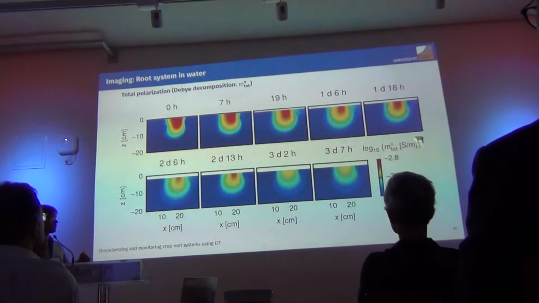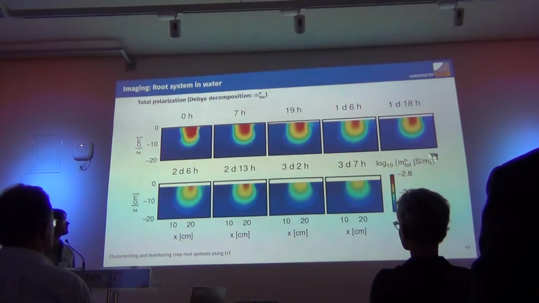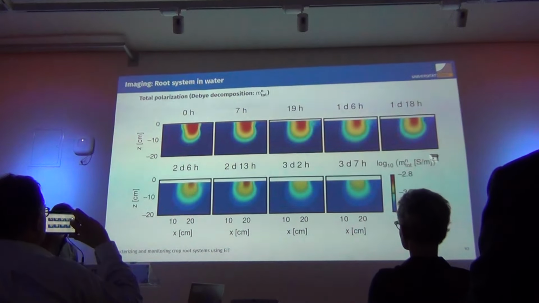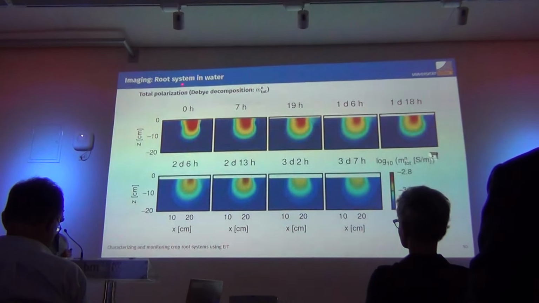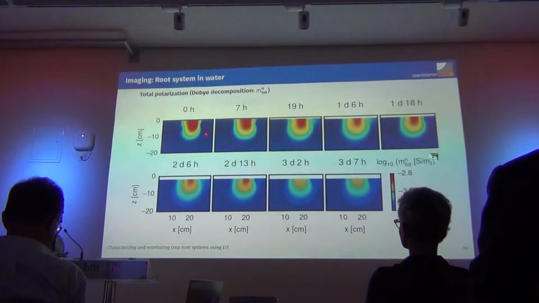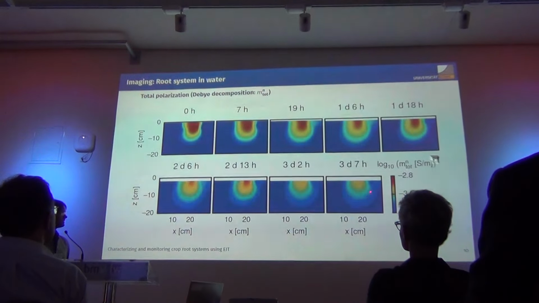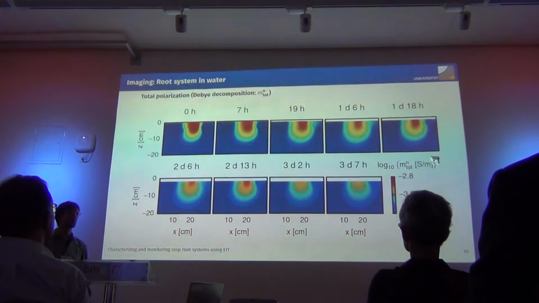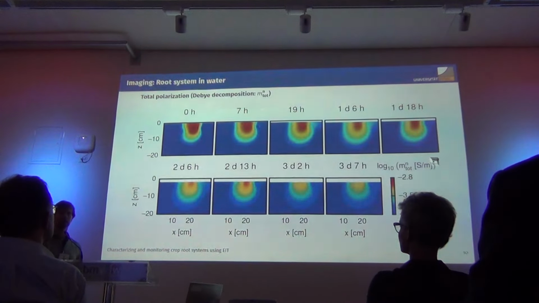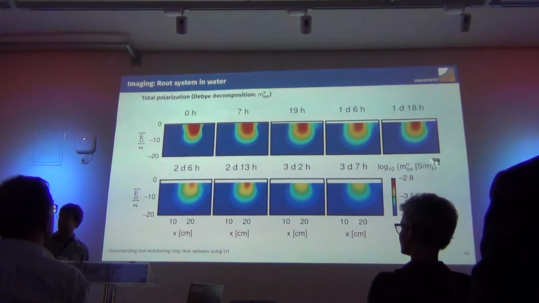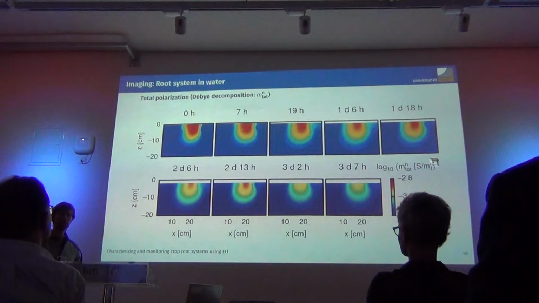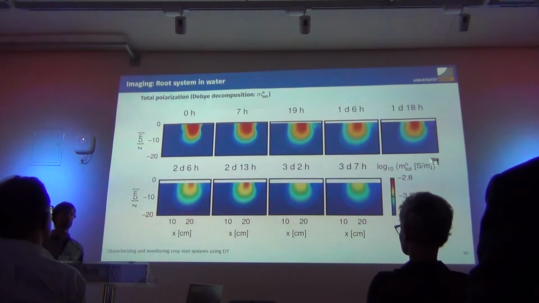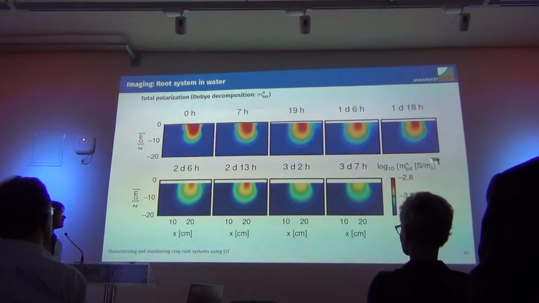only by their polarization signatures. If we now go a little bit further and look at the time evolution of these polarization anomalies in terms of total polarization, we see a systematic decrease which correlates well to the die-off of the root system due to the nutrient deprivation. So we think this is pretty good evidence that we are also seeing this functionality dependence in the polarization signal.